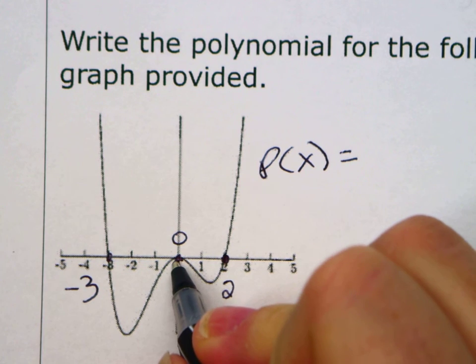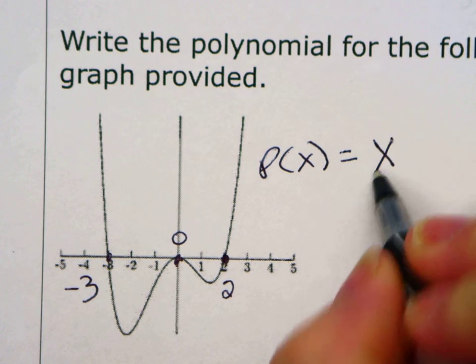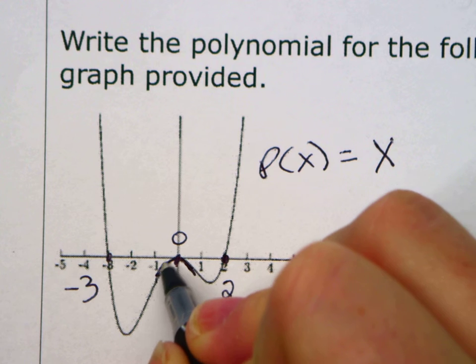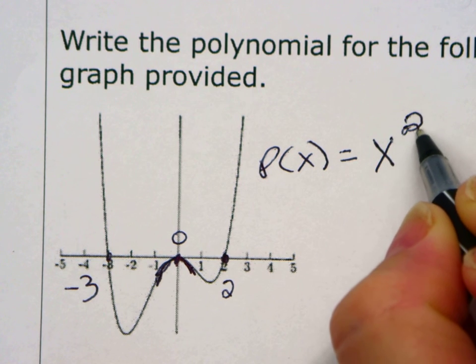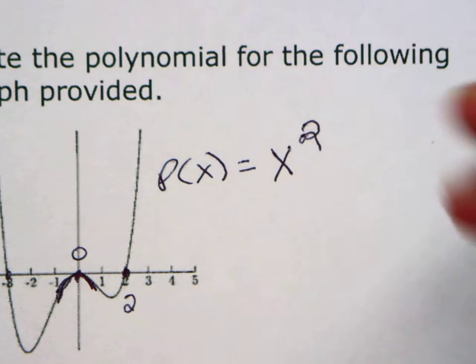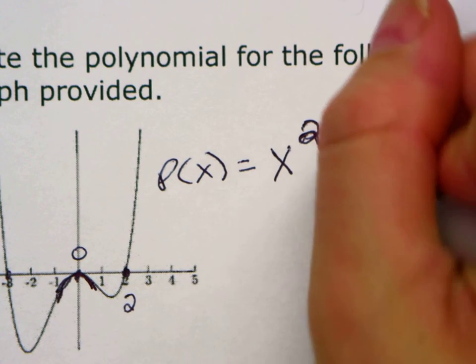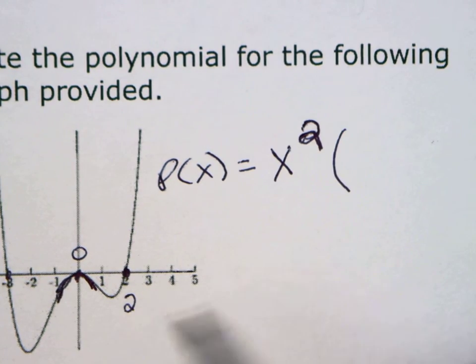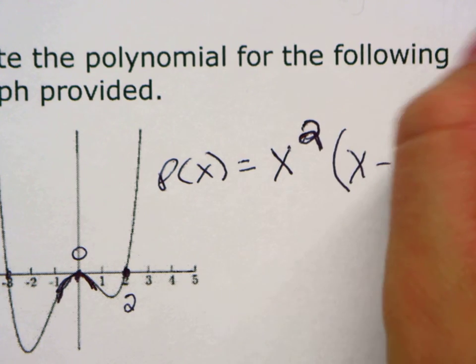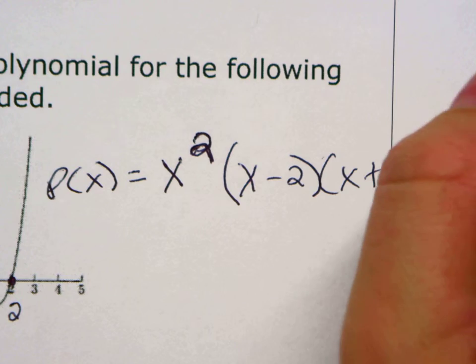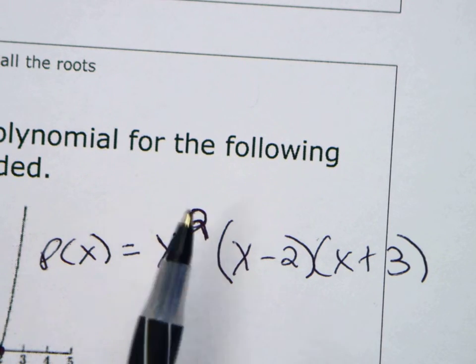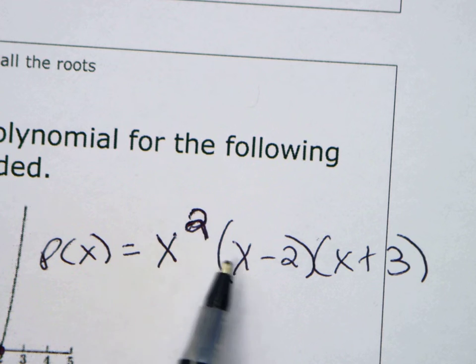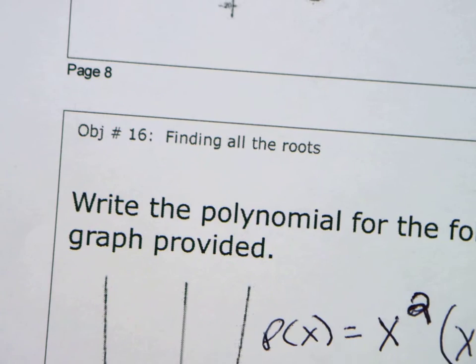It's a plain x because it's at 0, but because it looks like a parabola at 0, you actually have an x squared as part of the problem. So it's x squared, and then parentheses, what's this one give you? X minus 2, and this one, x plus 3, and that's the answer. And notice, what is the degree? You have 2, 3, 4. The degree is 4. Does that make sense?